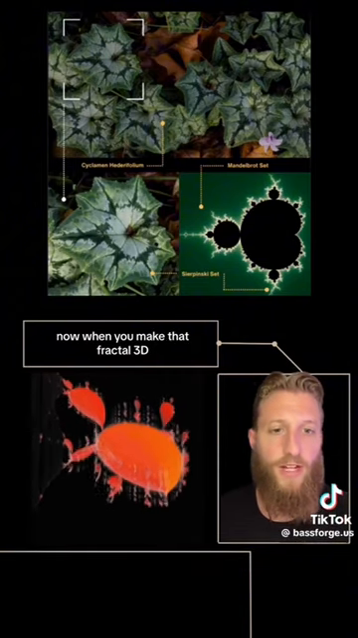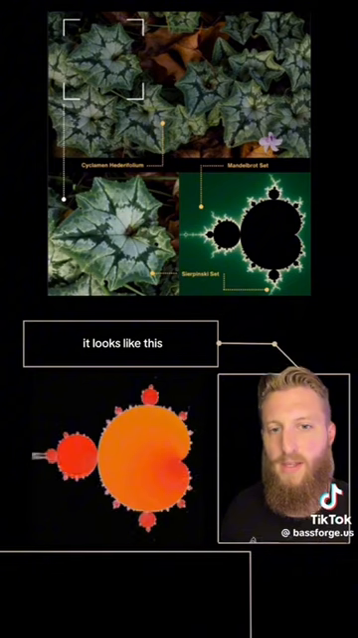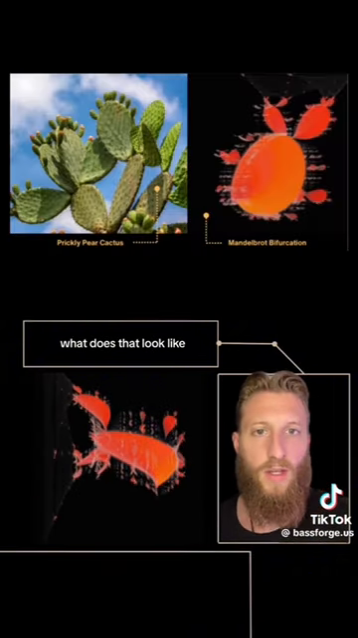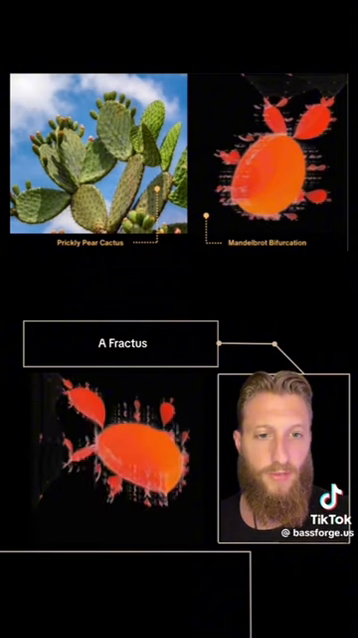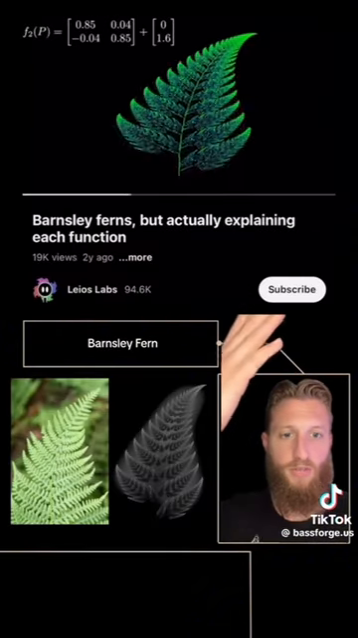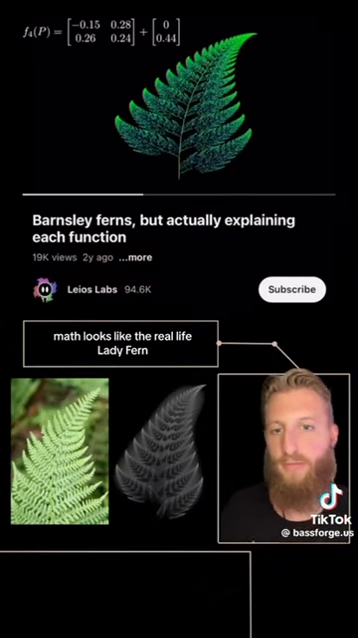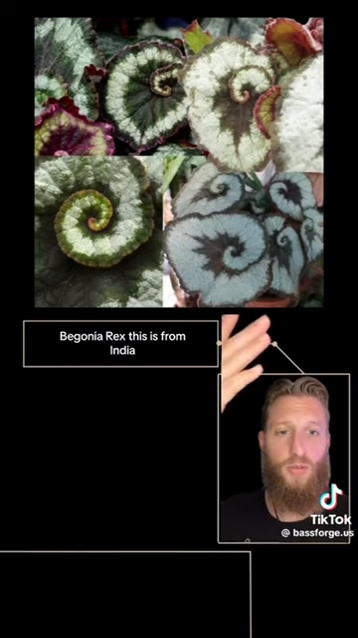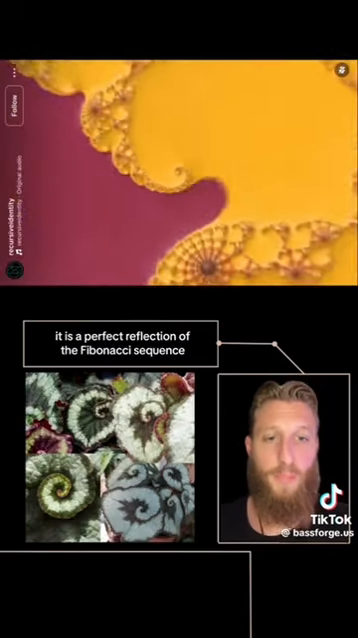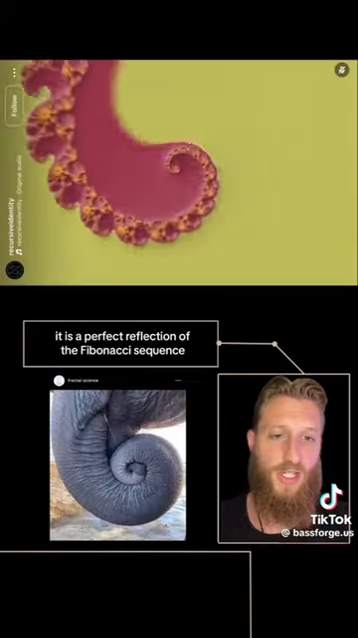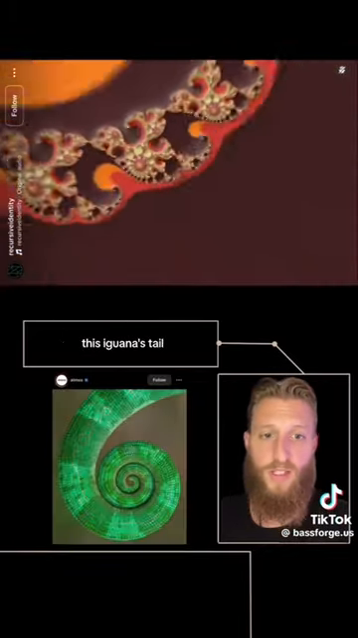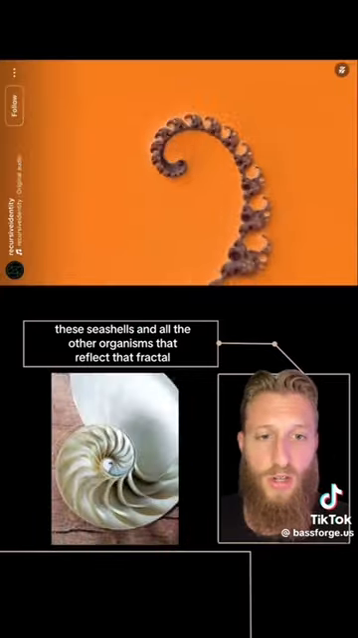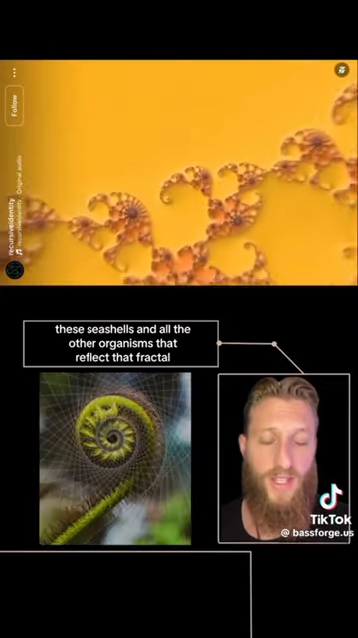Now, when you make that fractal 3D, it looks like this. What does that look like? That's a fractal cactus, a fractus. Barnsley fern, math, looks like the real life lady fern. Begonia rex, this is from India. It is a perfect reflection of the Fibonacci sequence. Just like this elephant's trunk, this iguana's tail, these seashells, and all the other organisms that reflect that fractal.